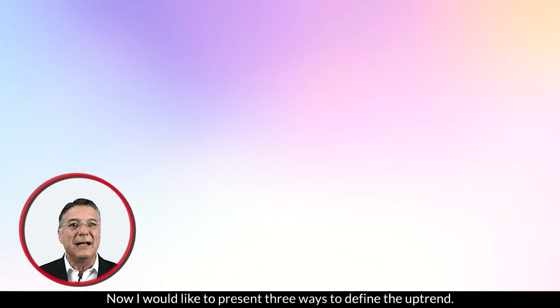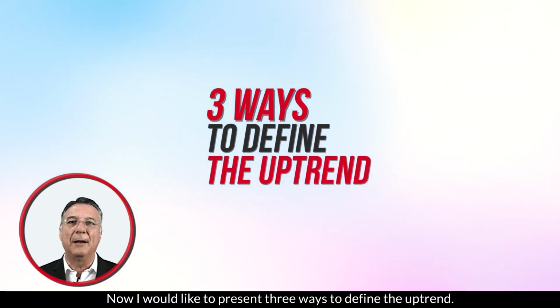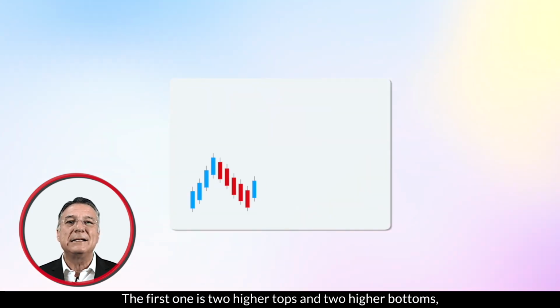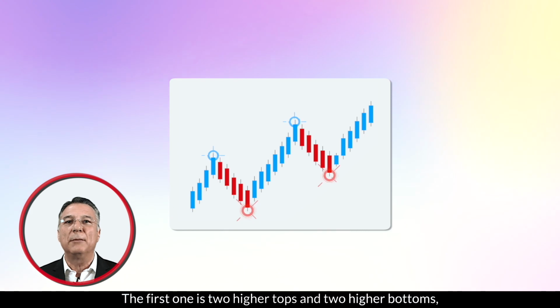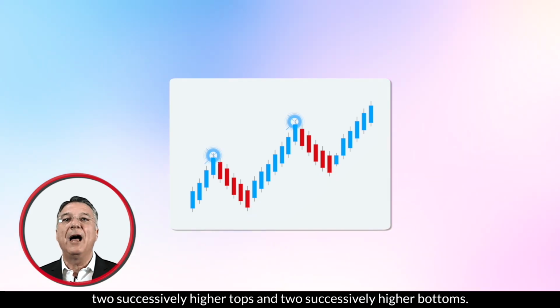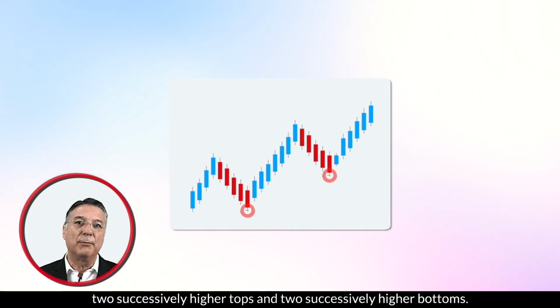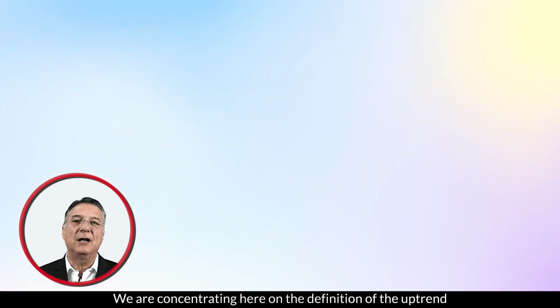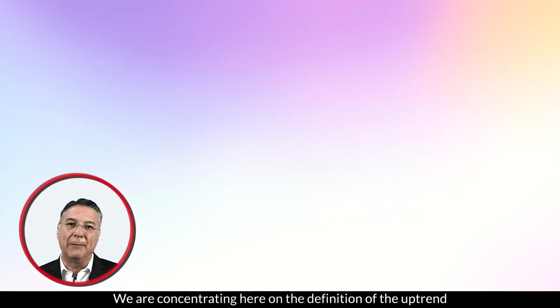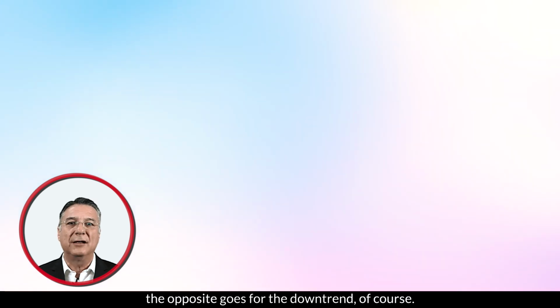Now, I would like to present three ways to define the uptrend. The first one is two higher tops and two higher bottoms. Two successively higher tops and two successively higher bottoms. We're concentrating here on the definition of the uptrend. The opposite goes for the downtrend, of course.